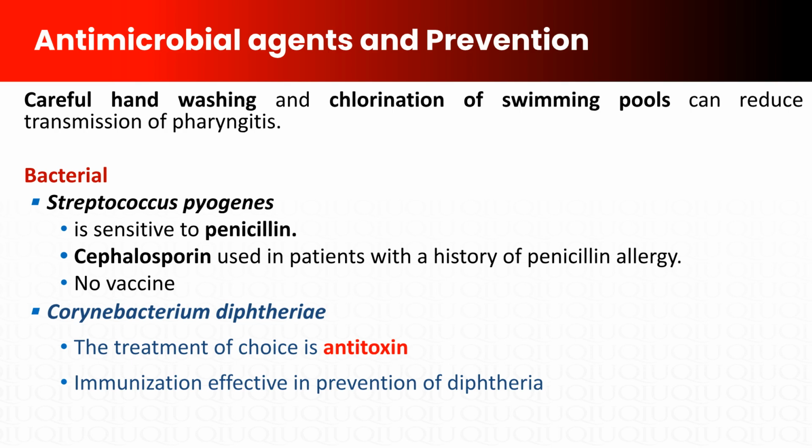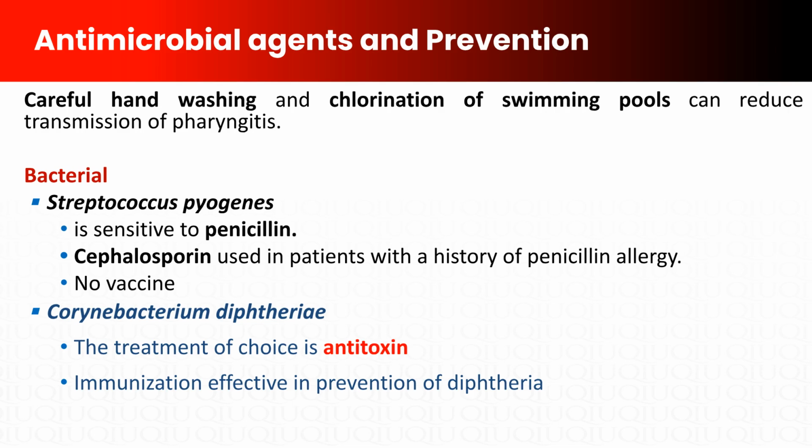General preventative measures include careful hand washing, which is one of the most effective ways to prevent transmission of respiratory pathogens. Additionally, chlorination of swimming pools can reduce transmission of pharyngitis, as contaminated water can be a source of infection. For Streptococcus pyogenes pharyngitis, the organism is highly sensitive to penicillin.